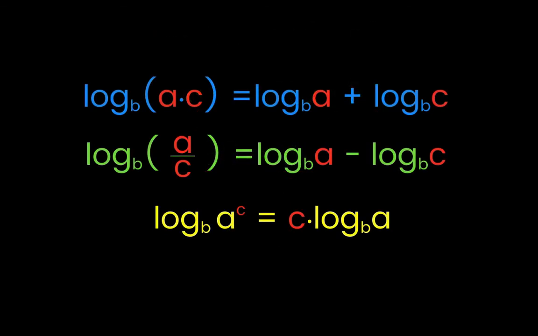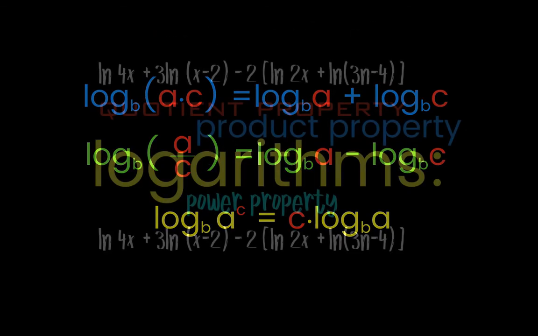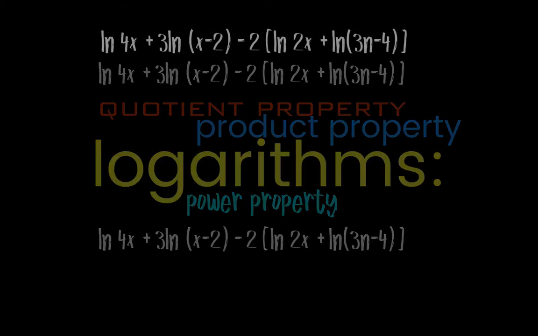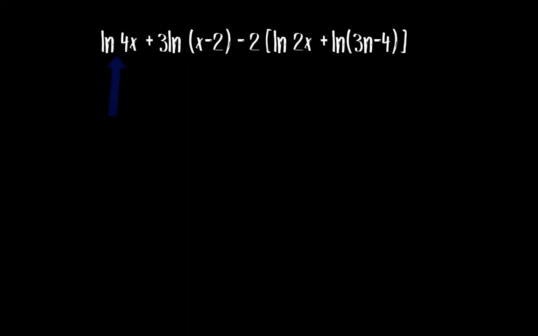All right, so again, these are my three properties. I'm going to work out one more problem that will highlight all three properties. There it is. ln is the natural log of 4x plus 3 times natural log of x minus 2, minus 2 times, and then I have 2 will be distributed within this term here, natural log of 2x plus natural log of 3n minus 4. Okay, so let's work this out. This looks kind of confusing.